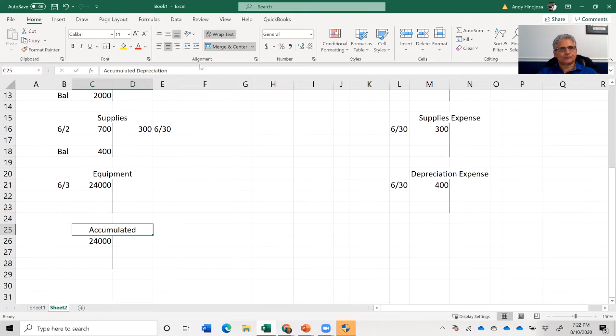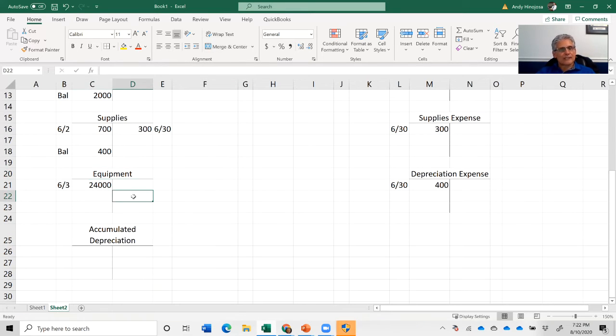Accumulated depreciation. If you're thinking we should credit this equipment, that would make sense because that's consistent with what we did in previous journal entries or adjustments. However, accountants don't want to lose sight of this $24,000 cost. We want to keep that in play. We want to know what the cost was of our equipment for a lot of different reasons, but just accept it for right now. We do not want to lose the integrity of the original cost. So we still have this $400 that we're depreciating. So how are we going to do this? Well, we're going to create a separate account called accumulated depreciation.